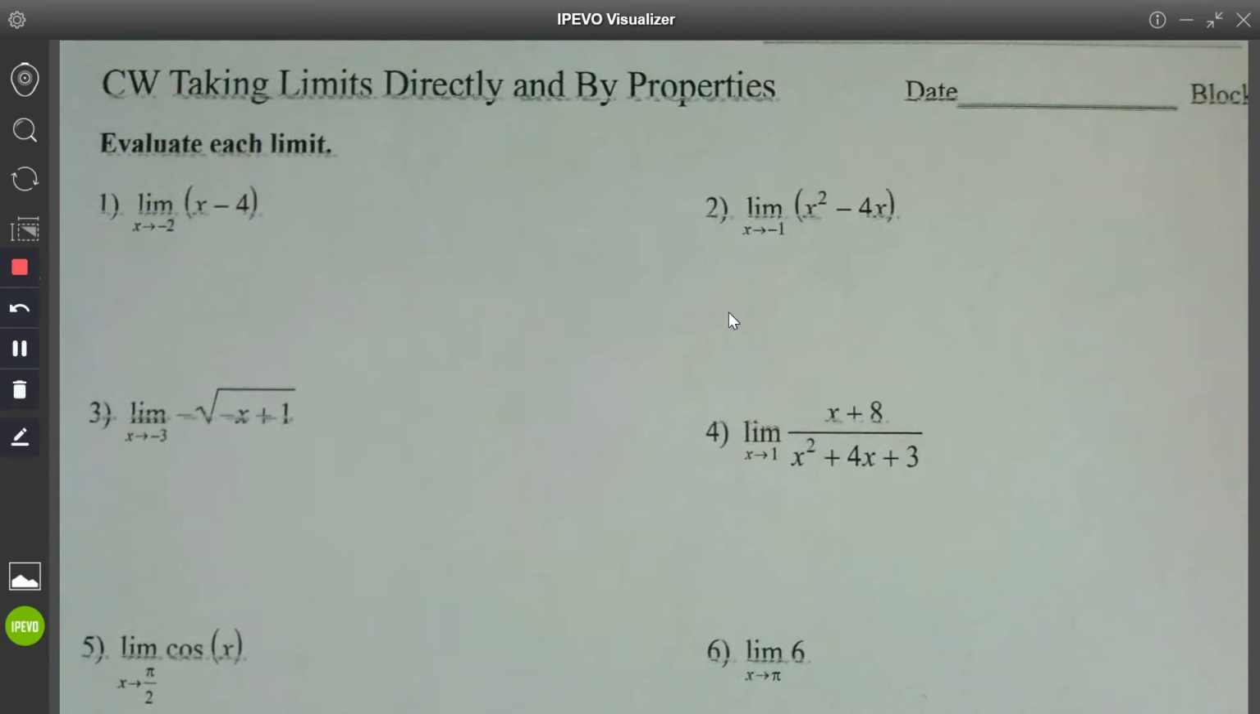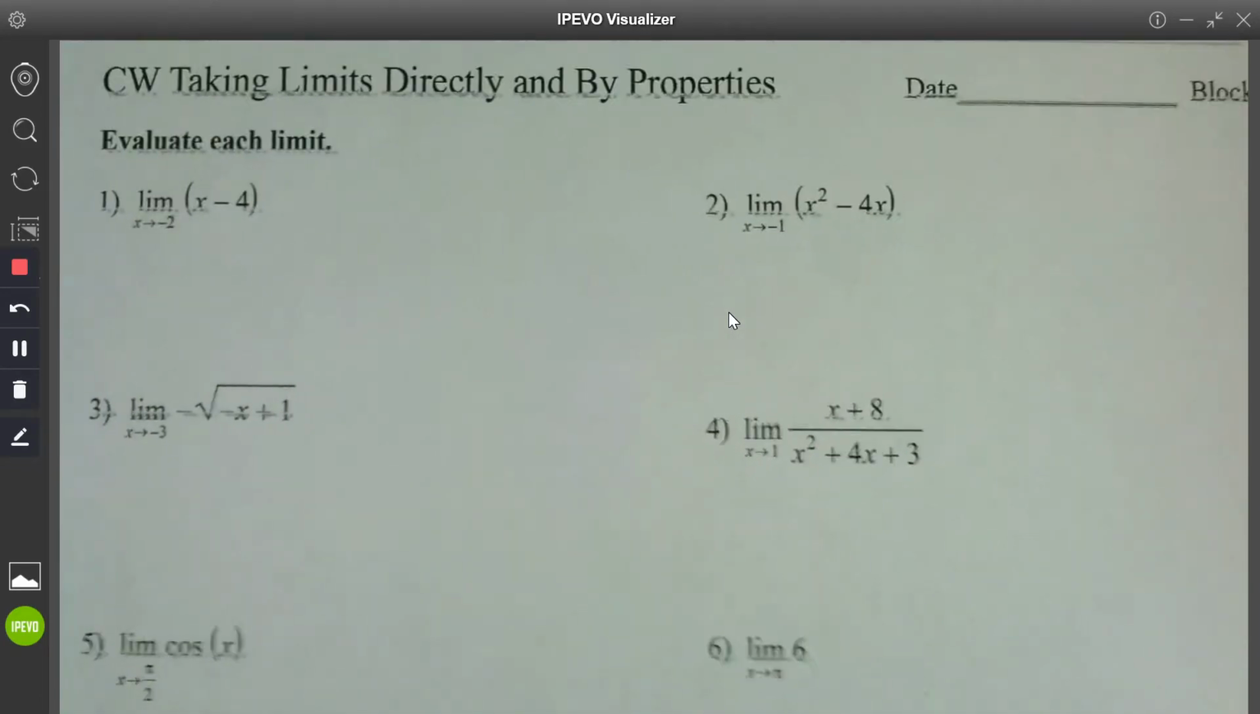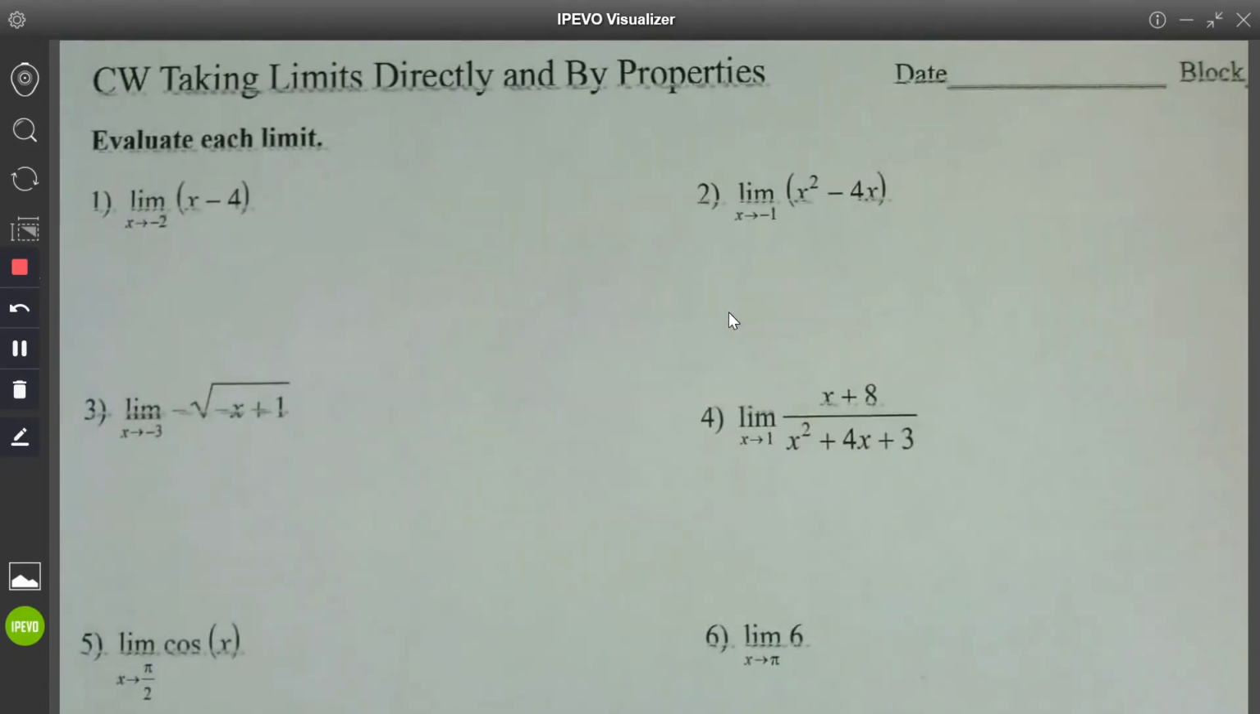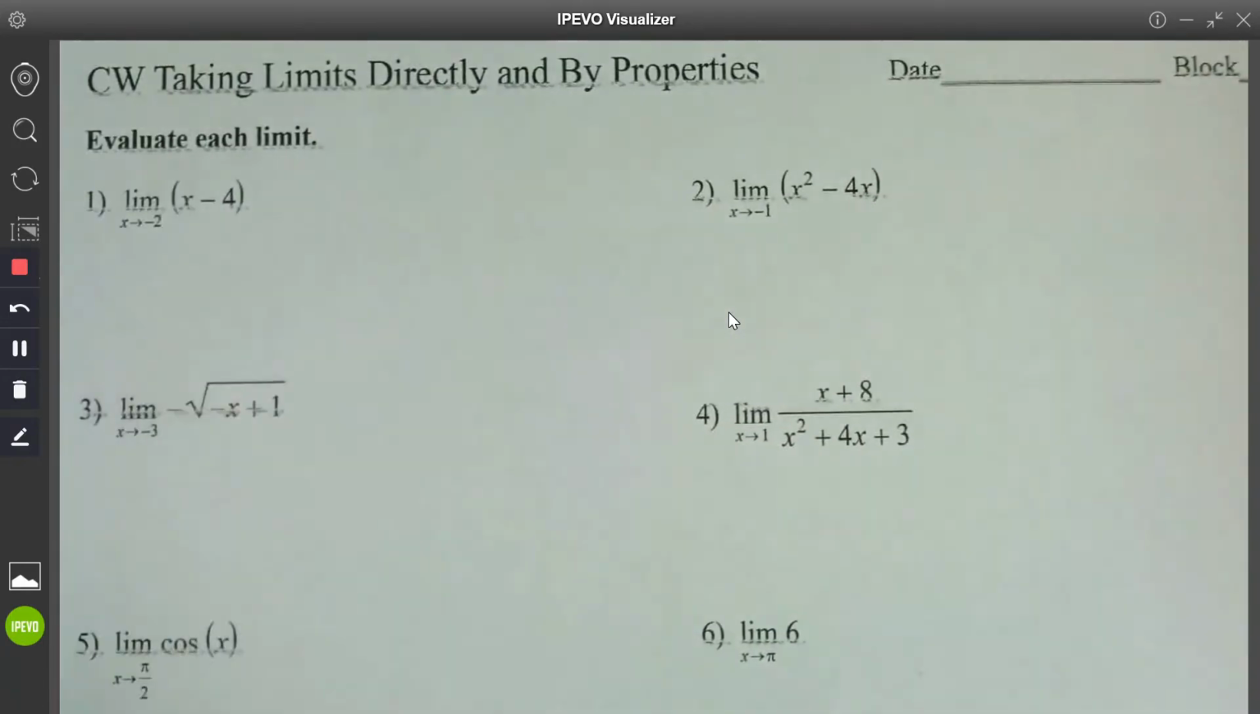All right, welcome. We are going to go over this classwork, taking limits directly and using some properties of limits. So first off, want to go over how to evaluate these. These we can do by direct substitution or just finding them directly. So if you could just plug in this value, then you're allowed to do that.